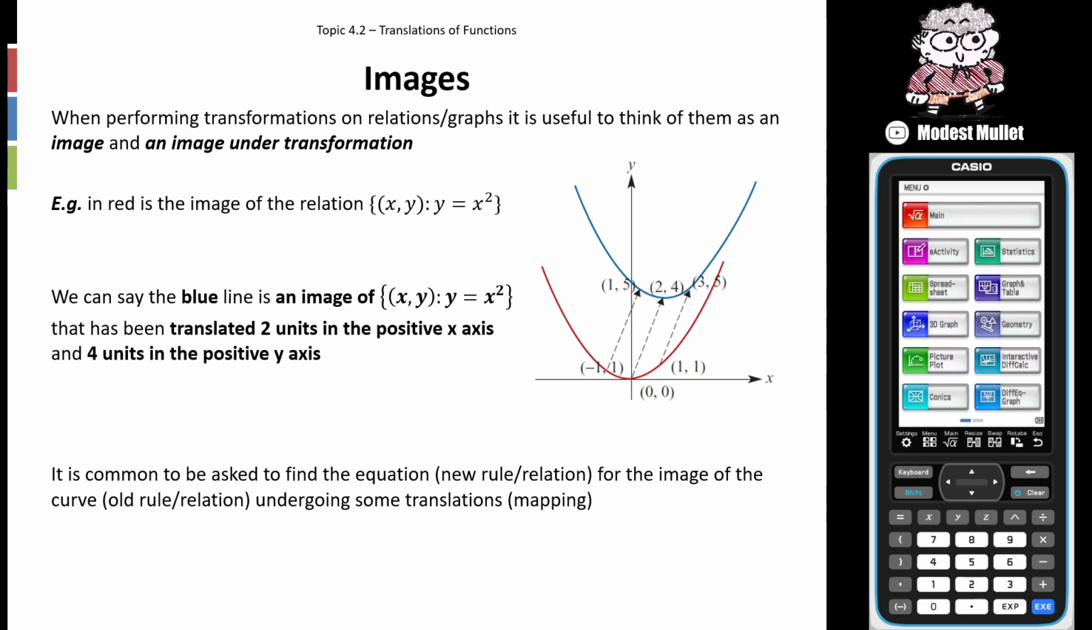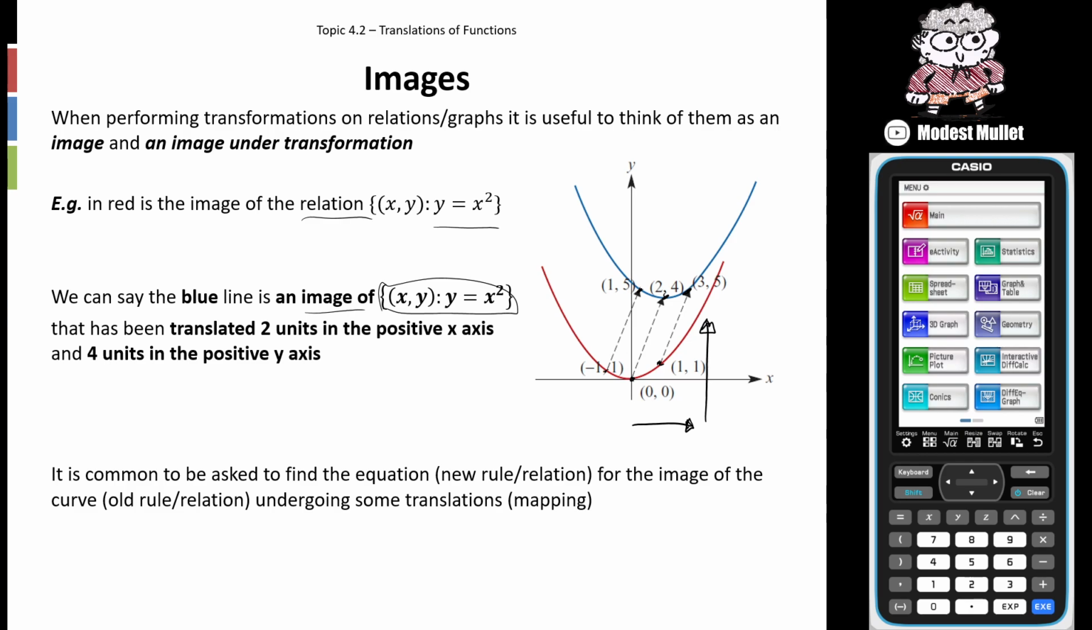As an example, here we have a relationship that is y equals x squared in the red line, and the blue line is an image of that relationship that has been translated 2 units in the positive x-axis direction and 4 units in the positive y-axis direction. So it's been translated across 2 units to the right, and also 4 units up, and we can see that by tracking each of the individual coordinate points within that quadratic.